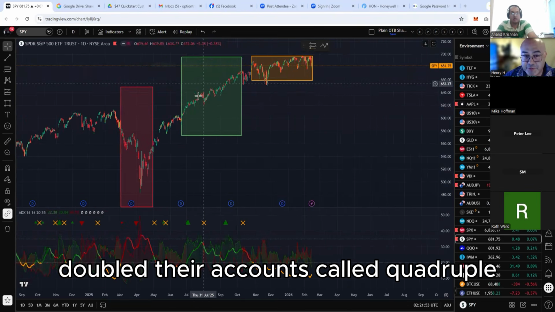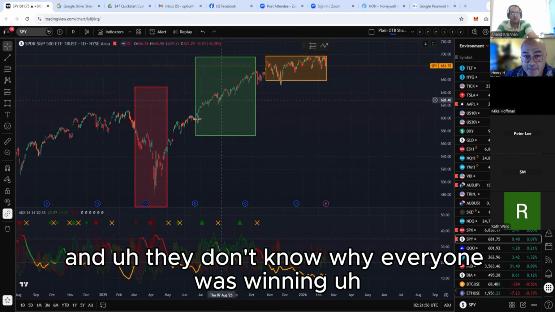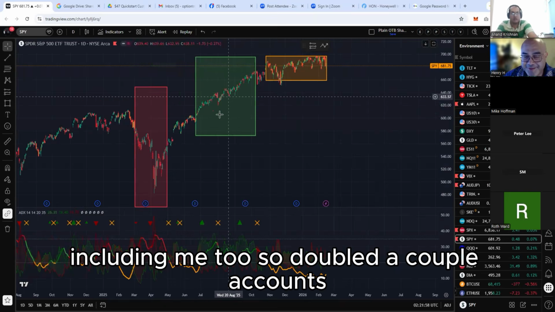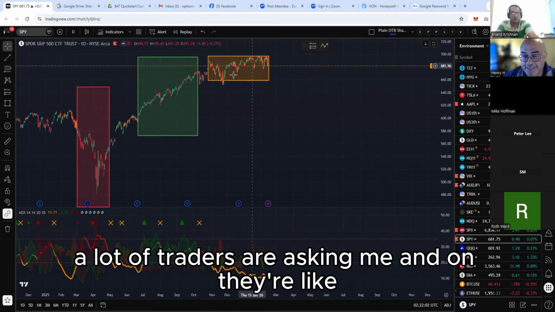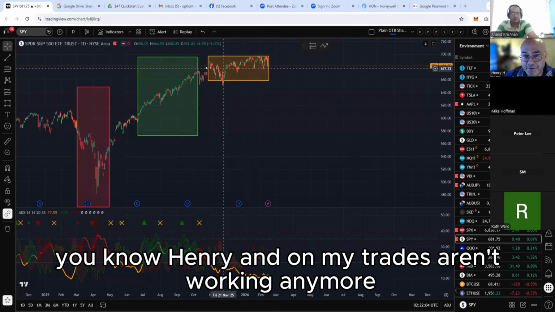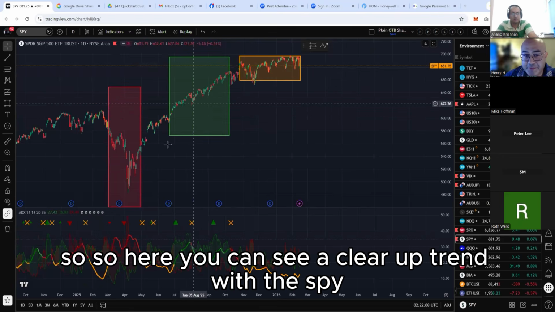So a lot of people at this time, in July through October, tripled their accounts, doubled their accounts, quadrupled, and they don't know why. Everyone was winning, including me too. I doubled a couple accounts, and now a lot of traders are asking me, "Hey, Henry, my trades aren't working anymore." And so this is why. Here you can see a clear uptrend with the SPY.